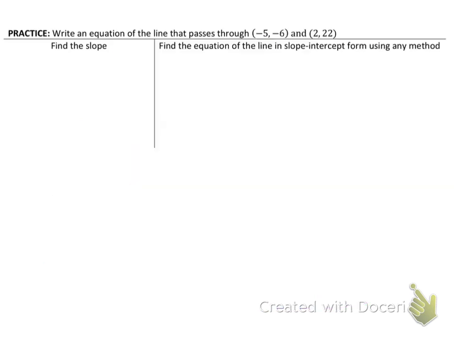Okay, so in this next one, in this final practice problem, find the equation using any method. Use point slope, use slope-intercept form, use either point, I don't care. Just make sure you're doing it correctly. So try out this practice.